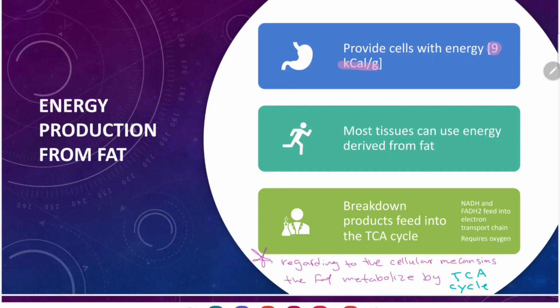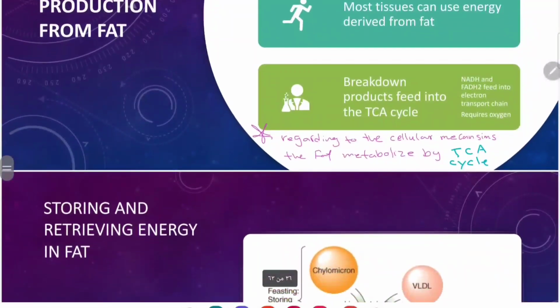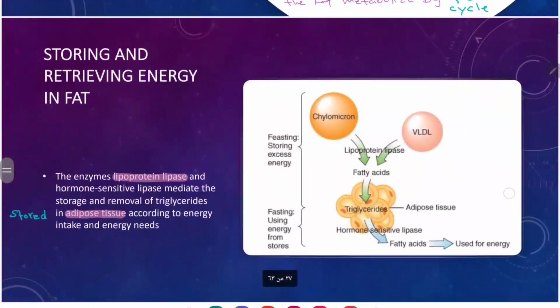Breakdown of products feed into the TCA cycle. في عندنا سايكل حق الليبيدز، مرحلة منها اللي هي TCA cycle. ففي هذه المرحلة راح يكون الميتابولايزنج حق الفات، فممكن يجي عليها سؤال regarding the cellular mechanism the fat metabolized by the TCA cycle أو في مرحلة TCA cycle.